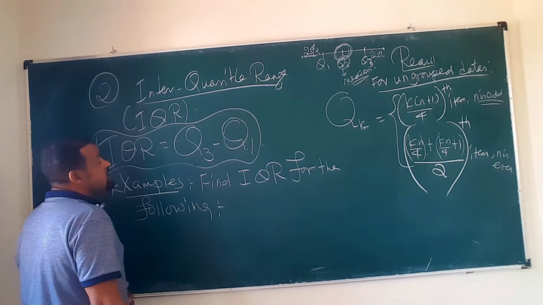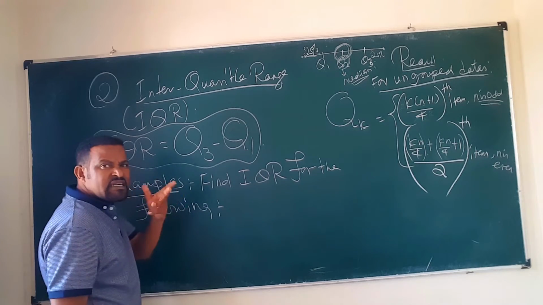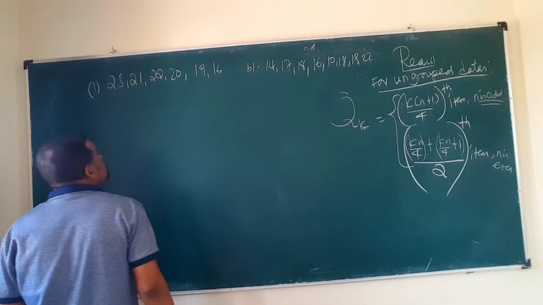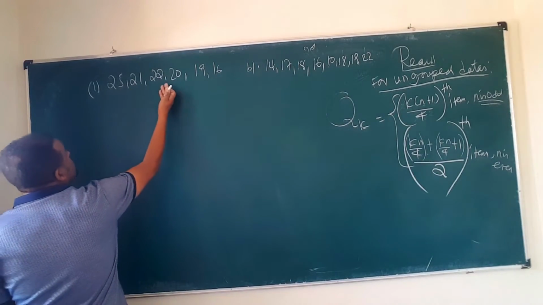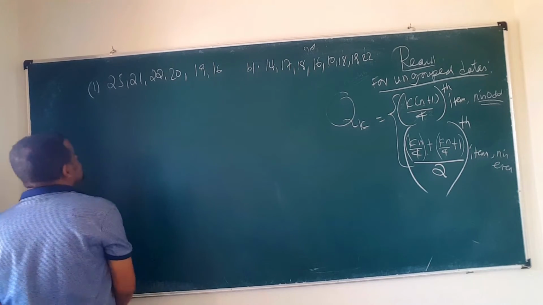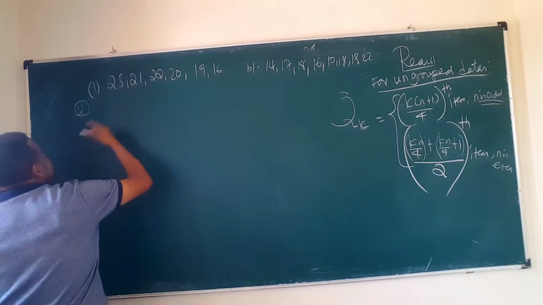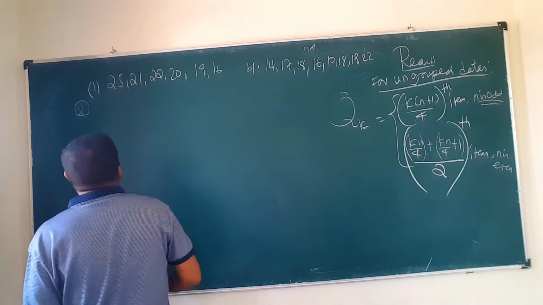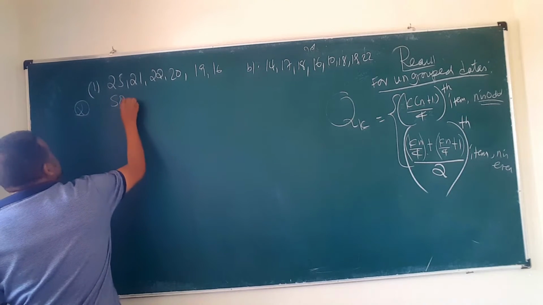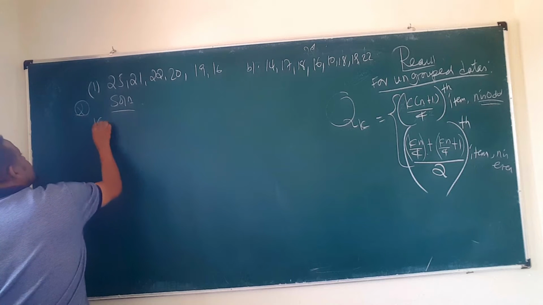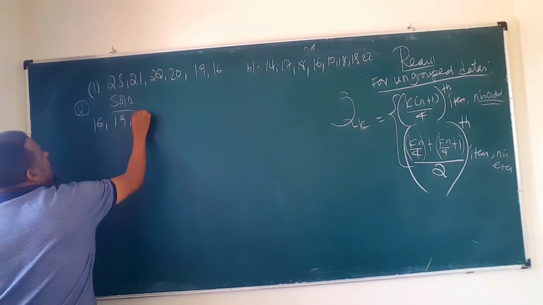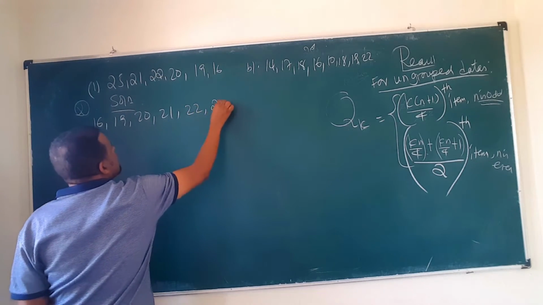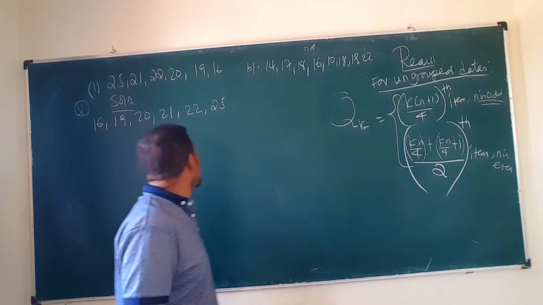Find the interquartile range for the following from your textbook, exercise 3. The first one is 25, 21, 22, 20, 19 and 16. These are the data, so let's arrange the data in increasing order first. The first step is arranging the data in ascending order, which means the solution is here. So let's arrange the data: 16, 19, 20, 21, 22 and 25.